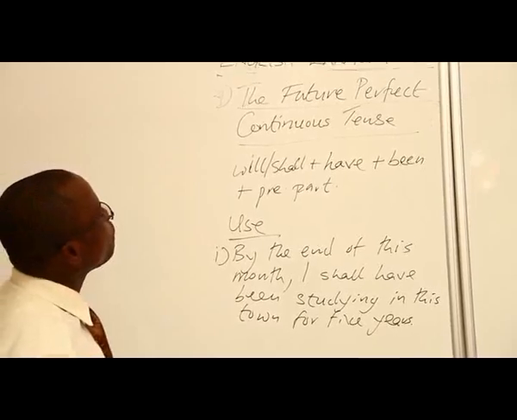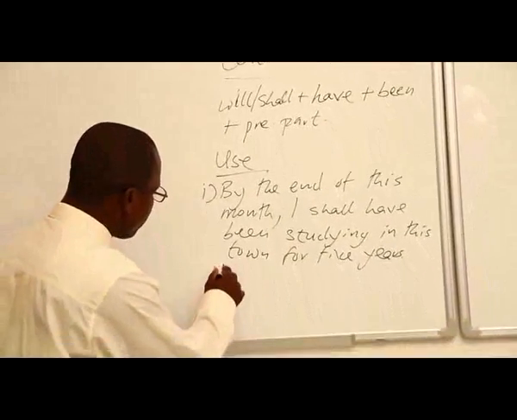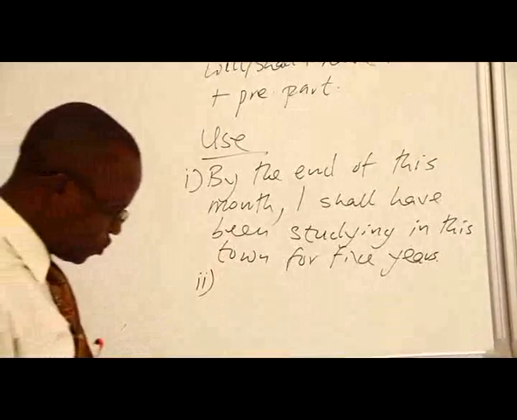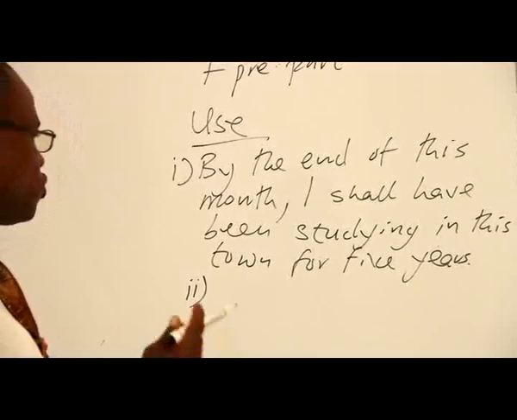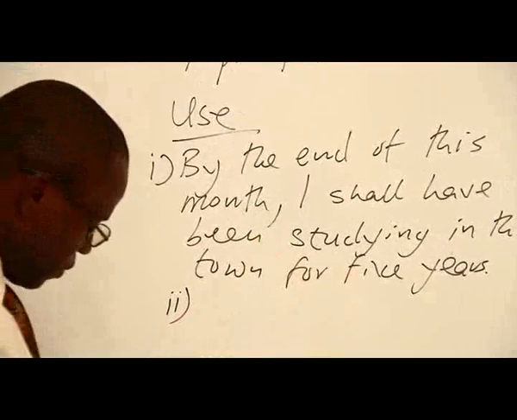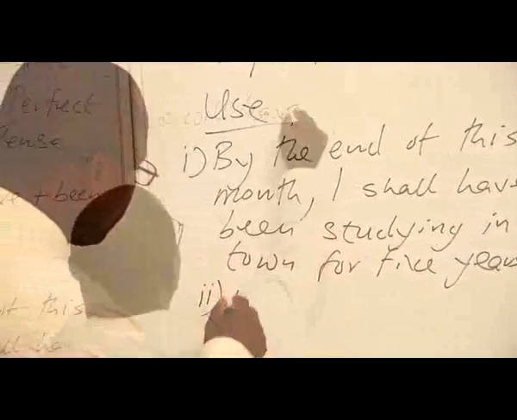tense and the future perfect tense. That is when we have the use of a number. The use of a number sometimes. Let me explain what I mean by the use of a number with the example.